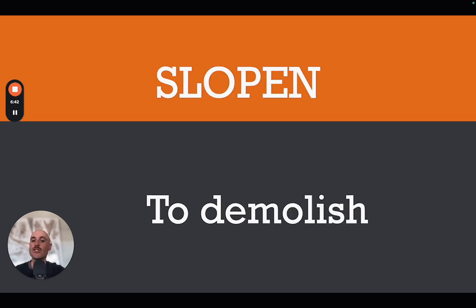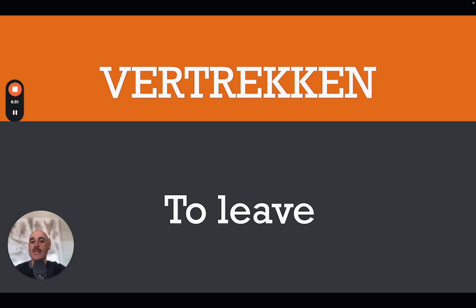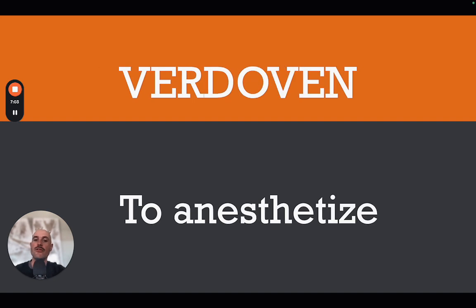We continue with slopen, and slopen is to demolish. For instance, an old house which needs to be demolished, well, that will be the verb slopen. We continue and then we have a verb vertrekken. You've seen it in the airport, vertrekhal, departure gate, or departure hall. That would be to leave. Vertrekken is to leave.